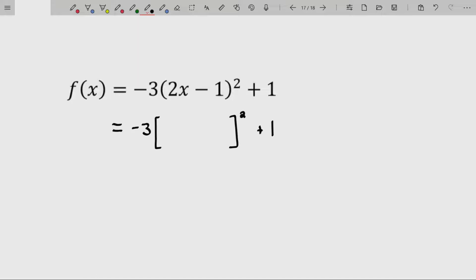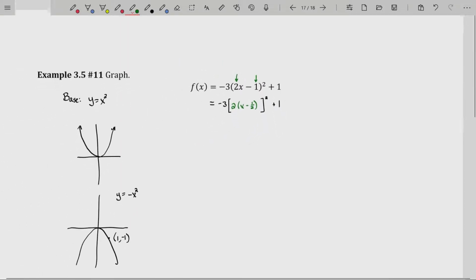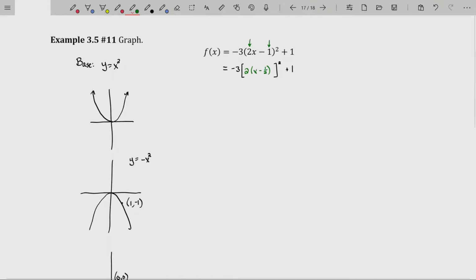That something, I'm going to have to factor a 2 off of that x there and also off the 1 so I can see the actual shift, because a lot of people, again, will think this is shifted to the right 1 unit. It's not. Factoring a 2 off, you can see it's actually shifted to the right 1/2 of a unit. And that's critical.